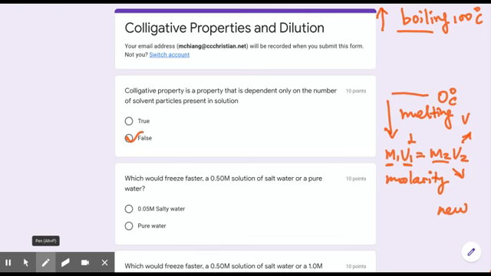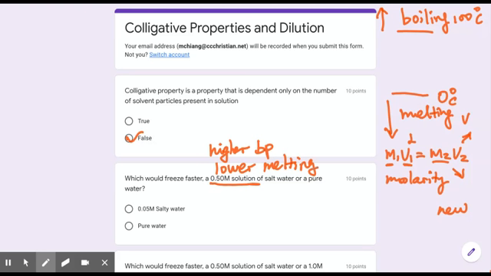Which will freeze faster? A 0.5 molarity solution of salt water or pure water. So, first of all, which one has higher concentration, or which one is more impure? Obviously, compared to pure water, this is more impure, right? So it will have a higher boiling point and then a lower melting point.